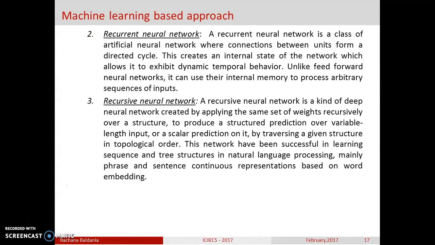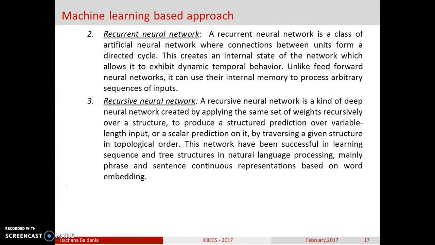Second is recurrent neural network. A recurrent neural network is a class of artificial neural network where connections between units form a directed cycle. This creates an internal state of the network which allows it to exhibit dynamic temporal behavior. Unlike feed-forward neural networks, it can use its internal memory to process arbitrary sequences of inputs.